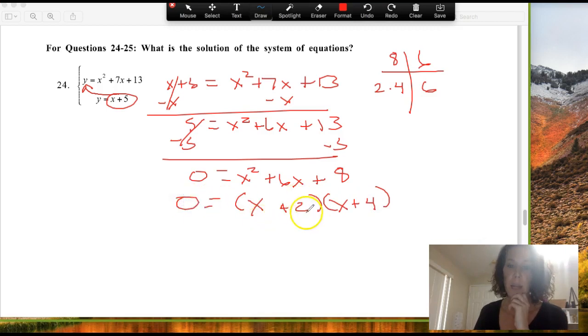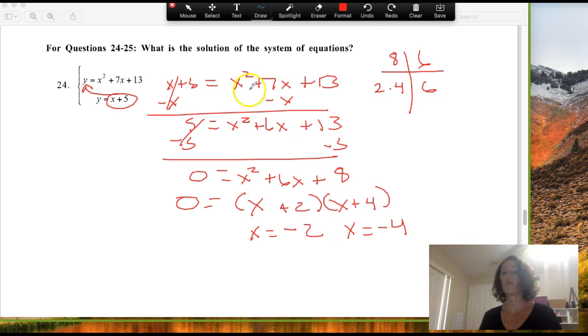And I'm going to come up with what makes this 0: when x is -2. What makes this 0: when x is -4. Now those aren't my solutions. I only have the x values of my solutions. I need the points where these two intersect. So I only have the x value of my point. Don't give me this as a solution. Plug this back into either of these equations and figure out the y value of your point.